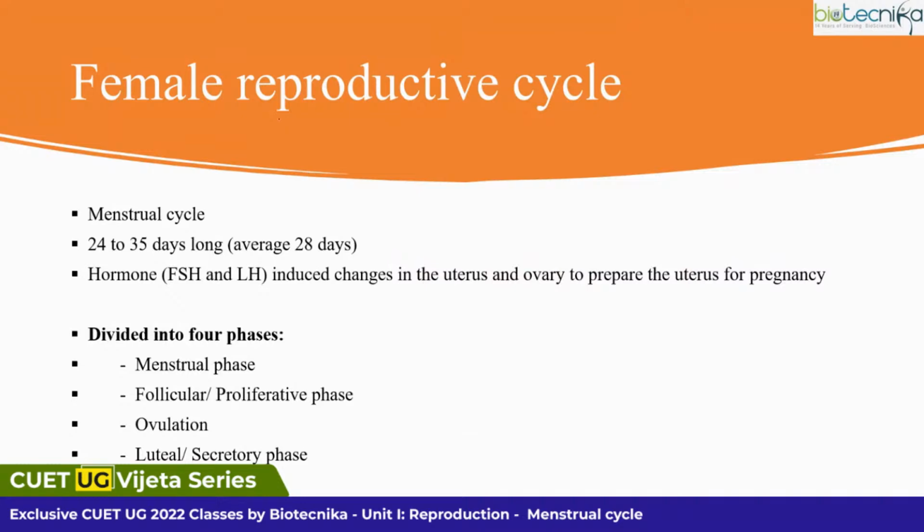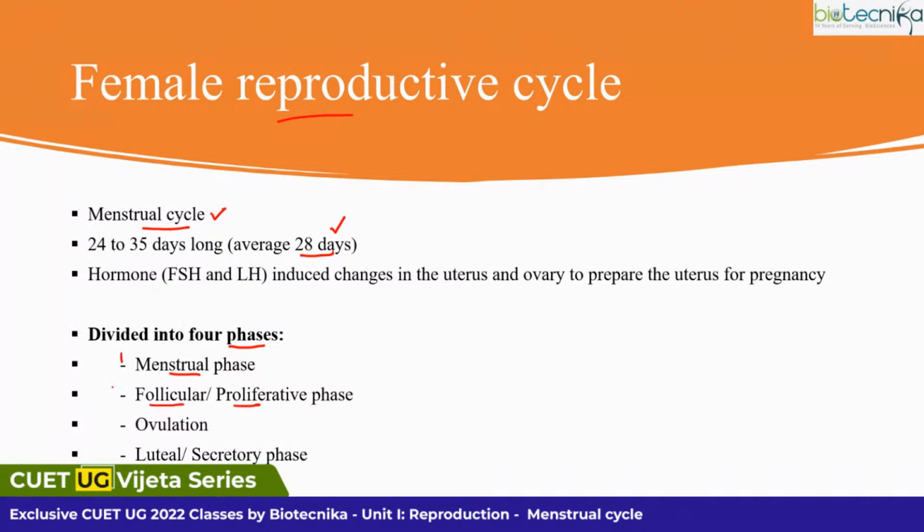Okay, now let's start with our reproductive cycle. The female reproductive cycle, on average, is 28 days. Here you majorly have to know the roles of different hormones like FSH, LH, estrogens, progesterones. This reproductive cycle in females is divided into four phases, right? Though we call it the menstrual cycle, the first phase is the menstrual phase.